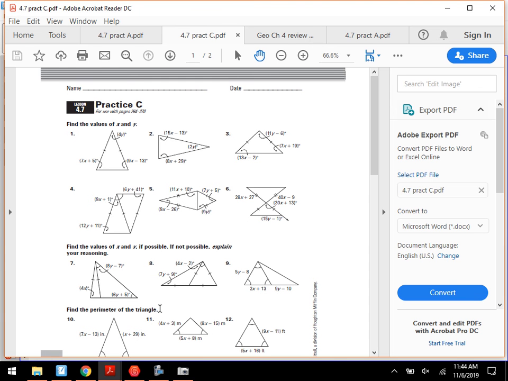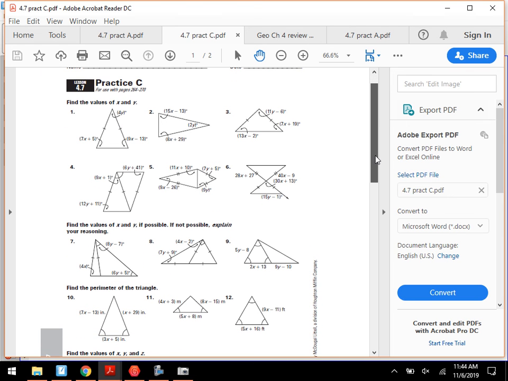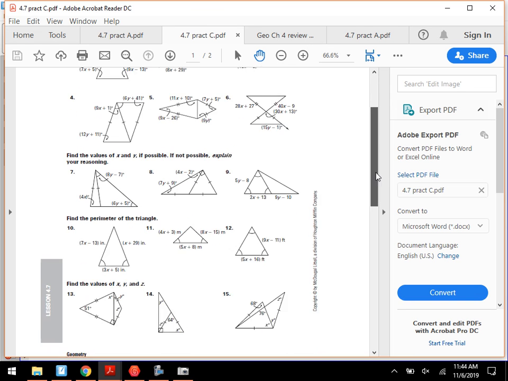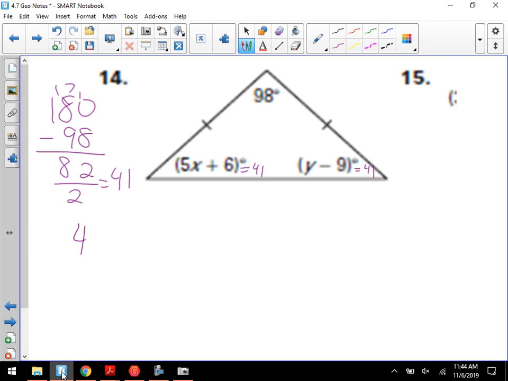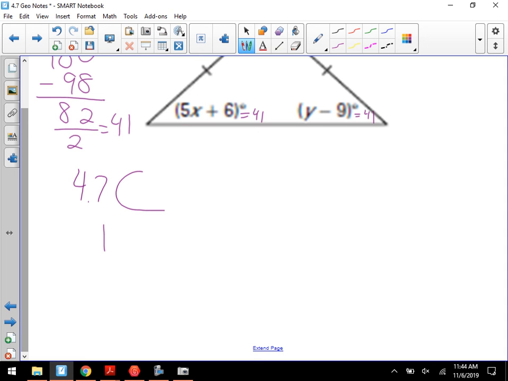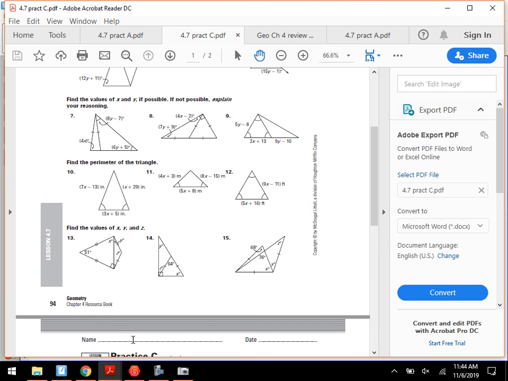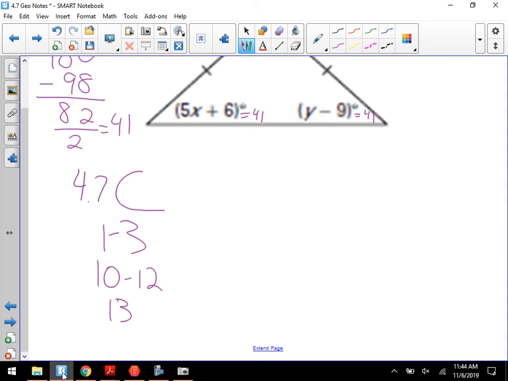Other one. So for tonight then, I want you to do on the other side 1 through 3, 10 through 12, and 13, 14. Yeah. So on the 4-7C side, 1 through 3, 10 through 12. Is it 13, 14? Yeah, it's 13 and 14. Oops. There's 8 of them, ladies and gentlemen.